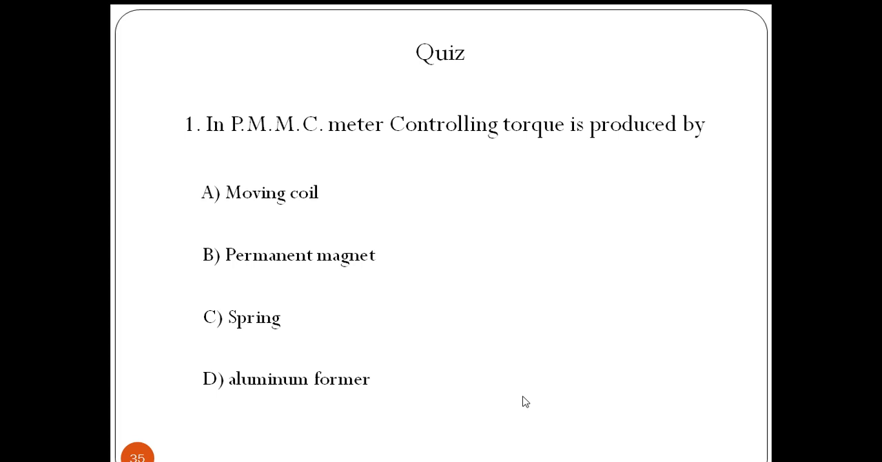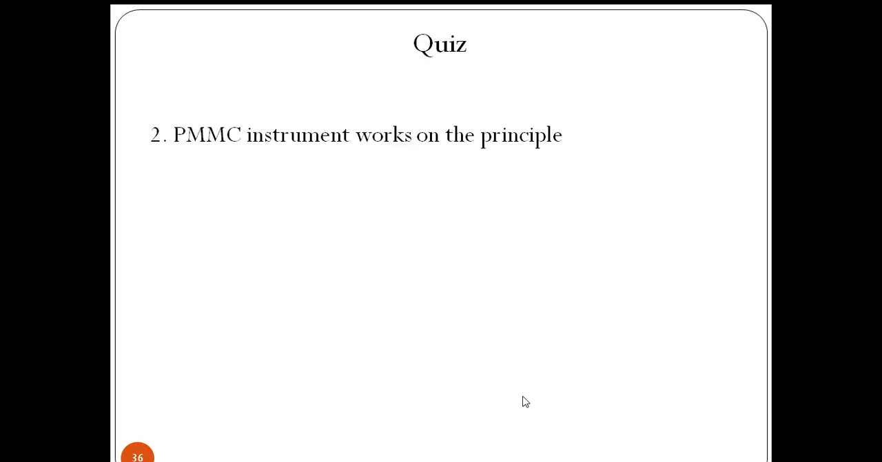In a PMMC meter, the controlling torque is produced by: option A, moving coil; option B, permanent magnet; option C, spring; option D, aluminum former. As we discussed, the controlling torque is provided by using a spring, option C. So option C is the correct answer. For providing controlling torque, springs are used, and the springs are made of phosphor bronze material.